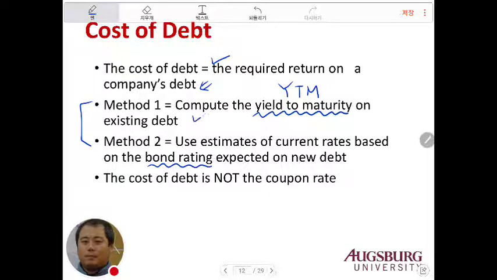So the first one is computation using the calculator that we used before in chapter 6, and the second way is basically just compare with other similar debts. Now the important thing is the cost of debt is not coupon rate.